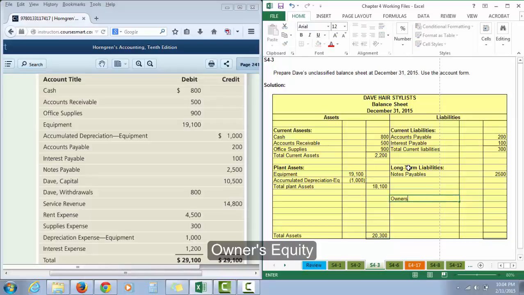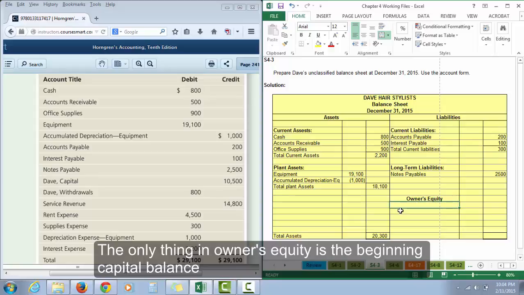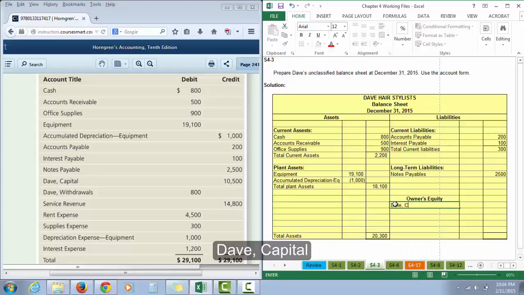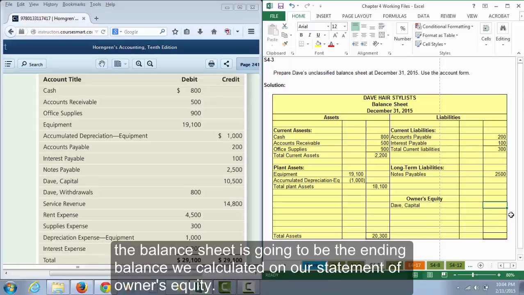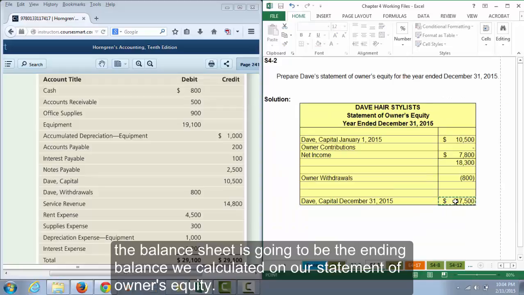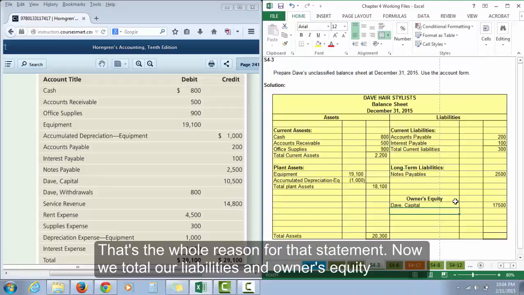Now we're going to have owner's equity. The only thing in our owner's equity is that ending capital balance. So we have Dave capital. Remember, in this owner's equity, we are not going to see net income, contributions, withdrawals. The only thing we have listed here on our balance sheet is going to be the ending balance that we calculated on our statement of owner's equity. That's the whole reason for that statement. So that's why we don't see any of those items here.